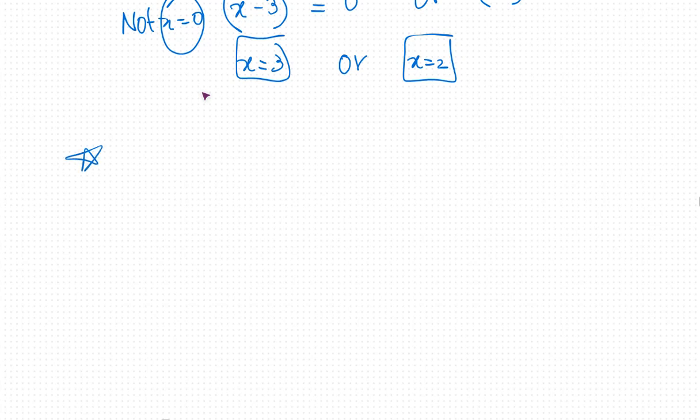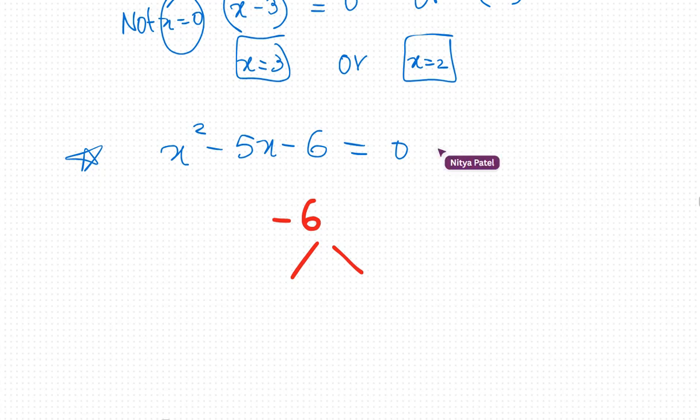Okay. So let's try one more. Minus 5x minus 6 this time is equal to 0. So I multiply AC, so 1 times negative 6 is negative 6. And then I break it down. So then 2 times 3? The product is negative 6. 2 times 3 is positive 6. So my answer has to equal negative 5.